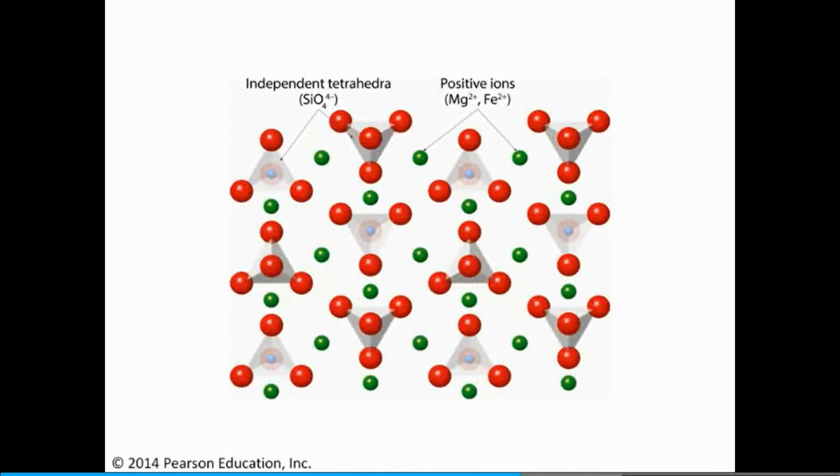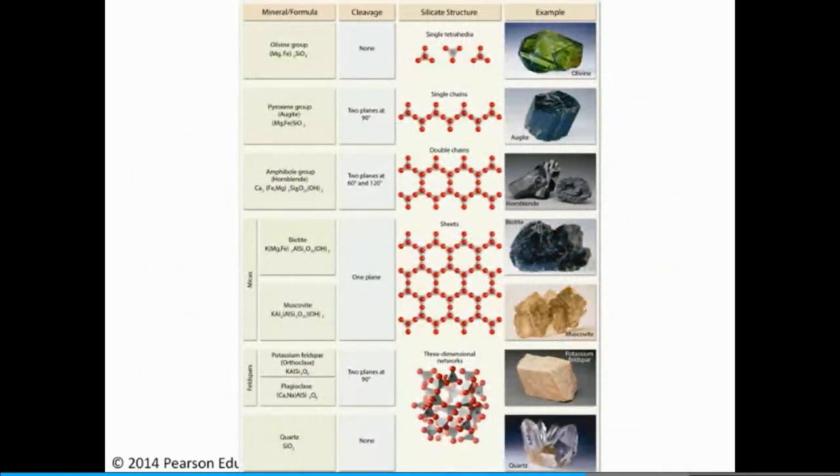Let's take a look first at the independent tetrahedron situation, where you've got these little tetrahedra bonded to other atoms, and these atoms are usually positive ions like magnesium or iron. And this is the case with that green peridotite, that mineral that makes up most of the peridotite, olivine, is made out of a crystal structure that looks something like this. So that's up here at the top, olivine.